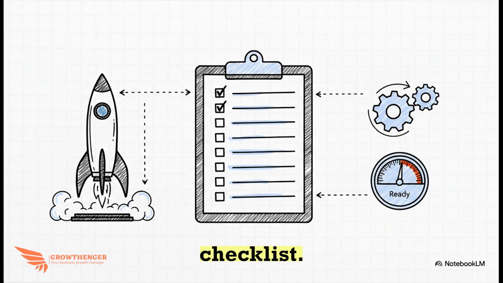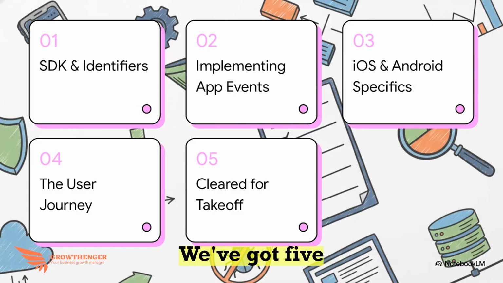This pre-flight checklist, think of it as the final systems check you do in the cockpit. We're going to make sure every dial is calibrated and every switch is flipped before you even think about hitting that launch button. We've got 5 critical system checks on our list. We'll kick things off with the absolute foundation, the SDK and your app's unique identifiers. Then we'll get into the really important stuff, how to actually measure what matters with app events. After that, we'll navigate the tricky, separate rules for iOS and Android, smooth out the user's entire journey, and finally, get you cleared for successful takeoff.